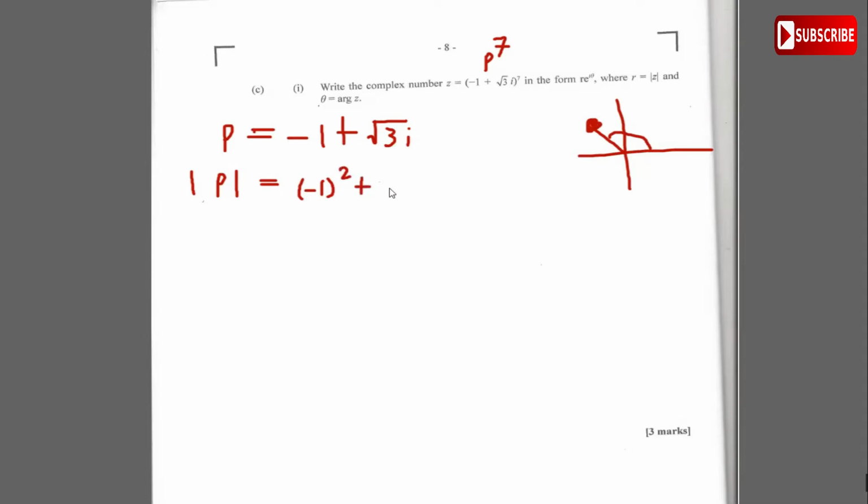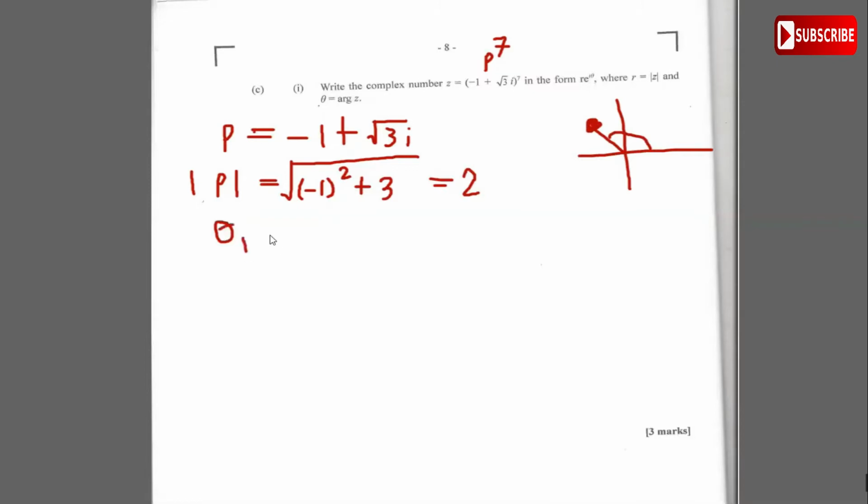Root 3 squared is just 3, all square rooted. So when I work that out, I'm getting the square root of 4, and the square root of 4 is 2. Now that I have that, I need to find my angle, which is my argument. I'm going to call it theta 1.